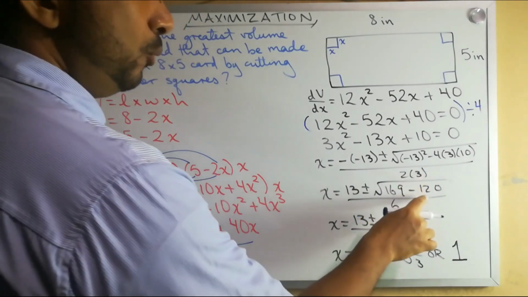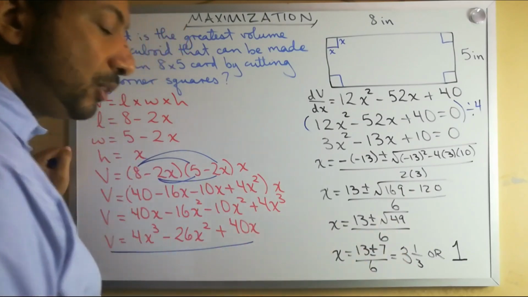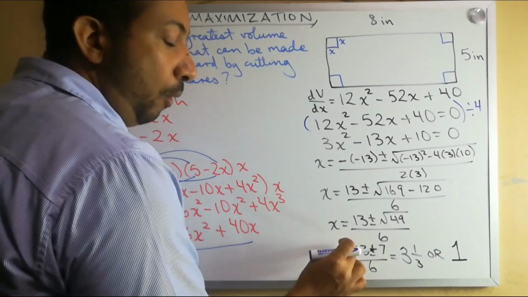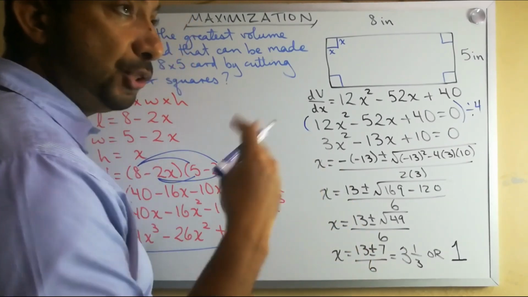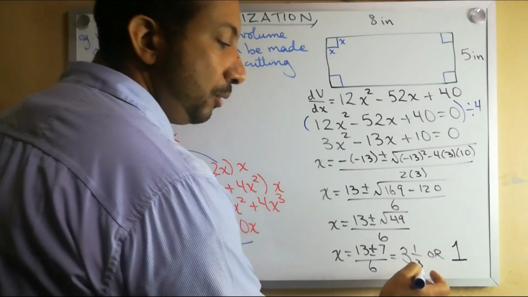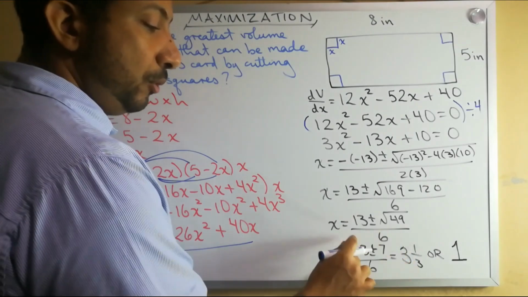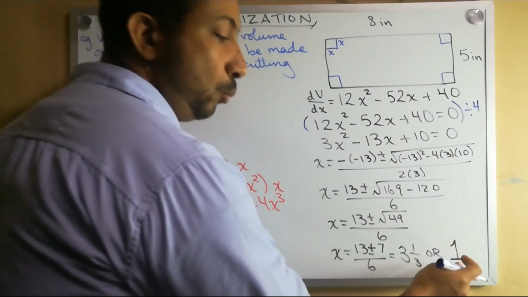So the difference between 120 and 169 is 49. The square root of 49 is 7. So I'll have 13 plus 7 all divided by 6. 13 plus 7 is 20. 6 goes into 20 3 times with 2 remainder. 2 over 6 is 1/3, so that is 3 1/3, right? And the other one is when I subtract 7. So 13 take away 7 is 6. 6 divided by 6 is 1.